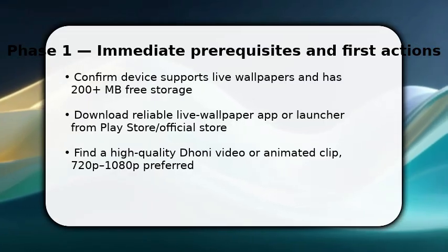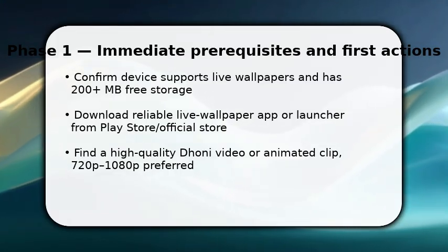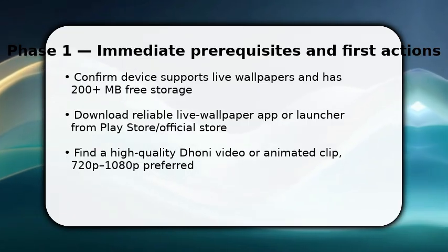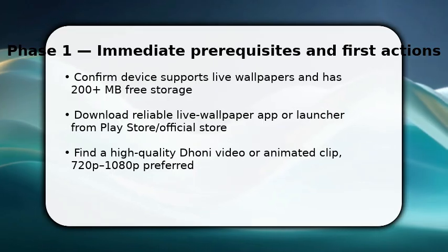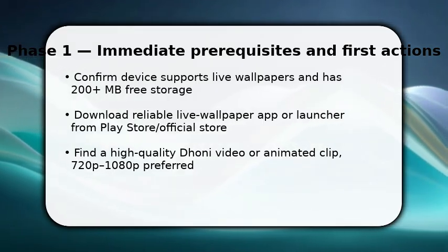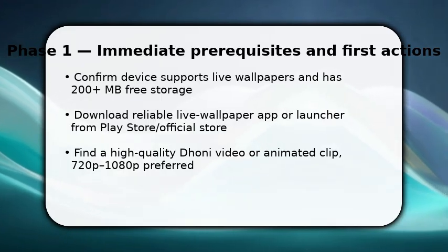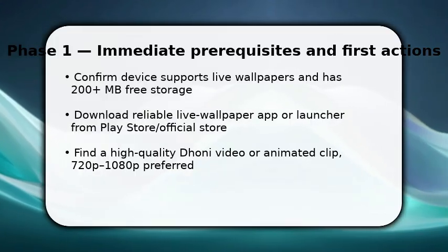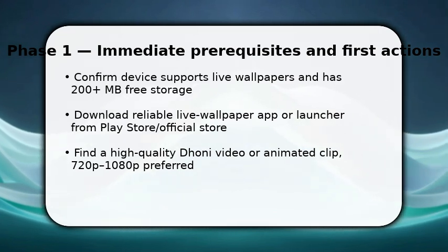You start by confirming your phone supports live wallpapers and that you have 200 plus MB free. This avoids failures mid-process. Next, download a trusted live wallpaper app or launcher, because quality tools handle codecs and permissions correctly. Then acquire a high-quality Dhoni clip, 720p to 1080p, so the image isn't blurry. You want smooth motion. Once done, move that file to an easy folder. This makes the next steps faster and prevents accidental format error.